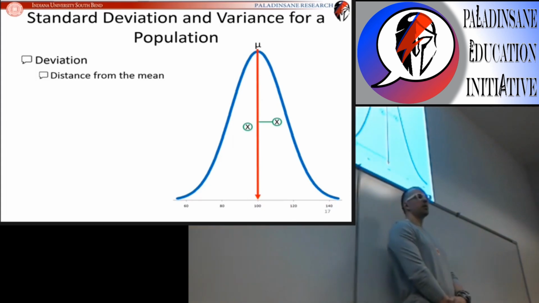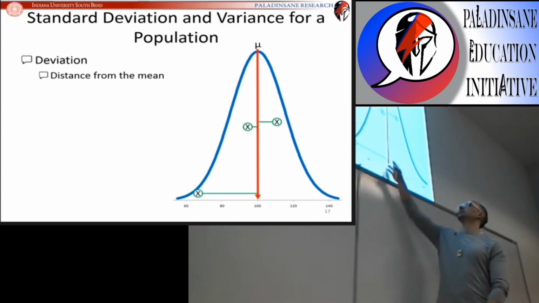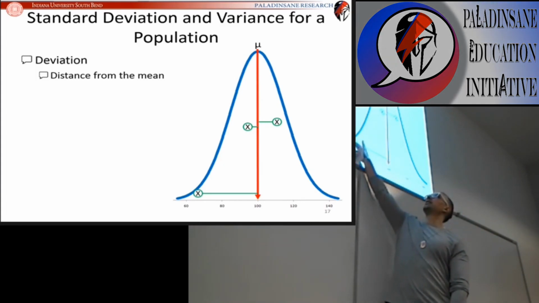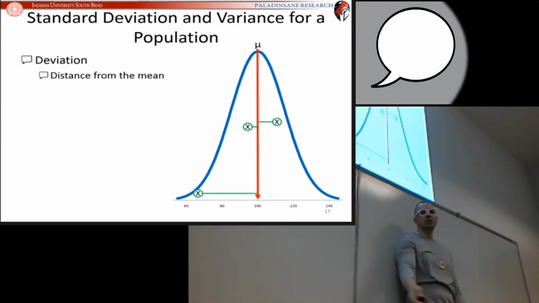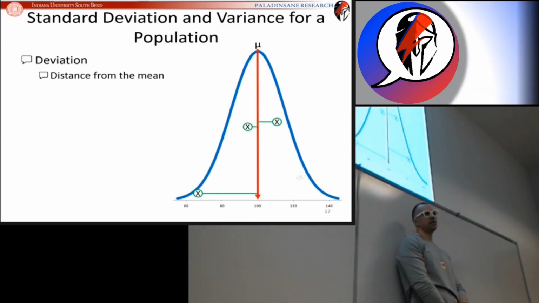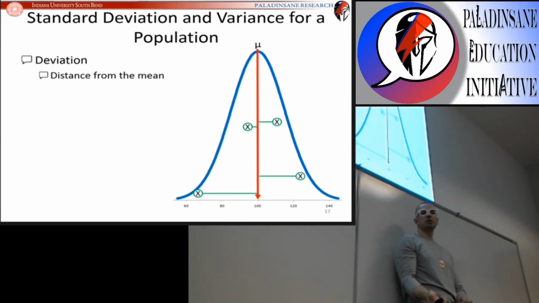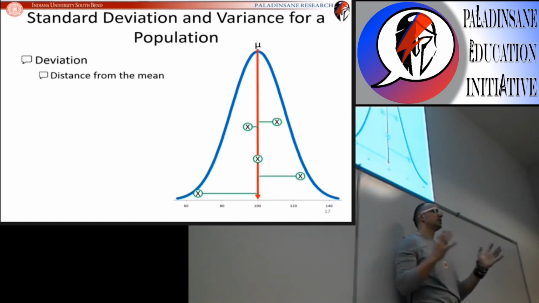This person from the population has a very large negative deviation. They're way below the mean. Mean's all the way over here, they're all the way down here. There's very few people with a deviation that large. This person over here has a very large positive deviation. And then this person over here has a deviation of 0. They happen to be right on the mean. The mean for this population is 100, and this person's score is also 100. So that's what a deviation is. It's just the distance from the mean.